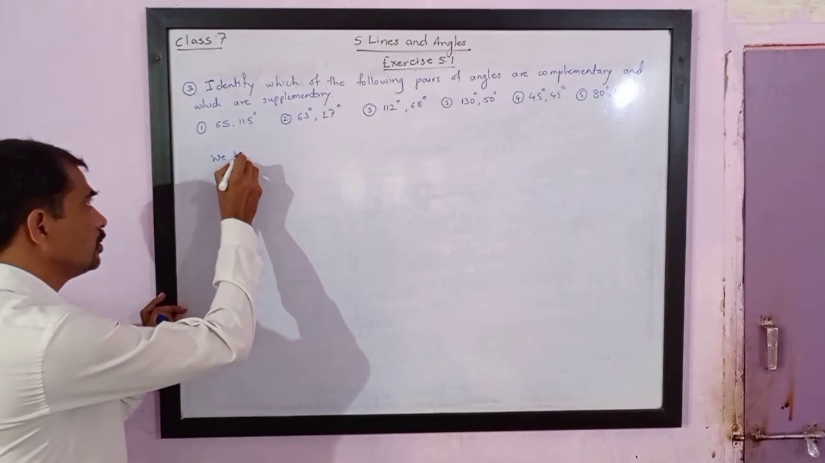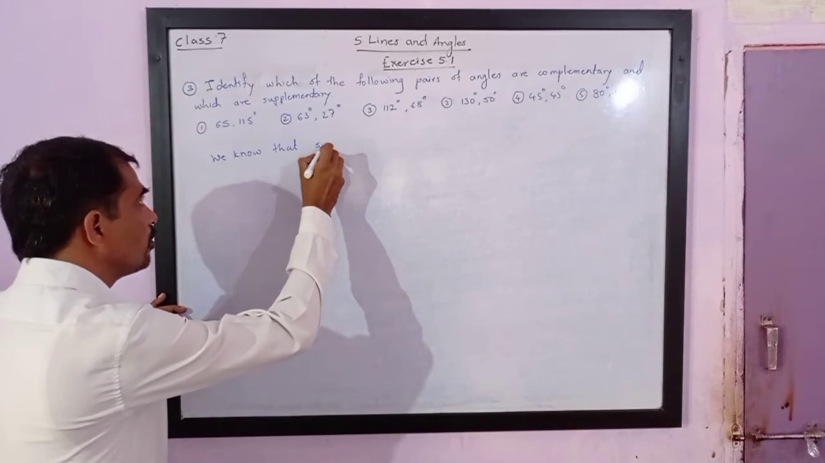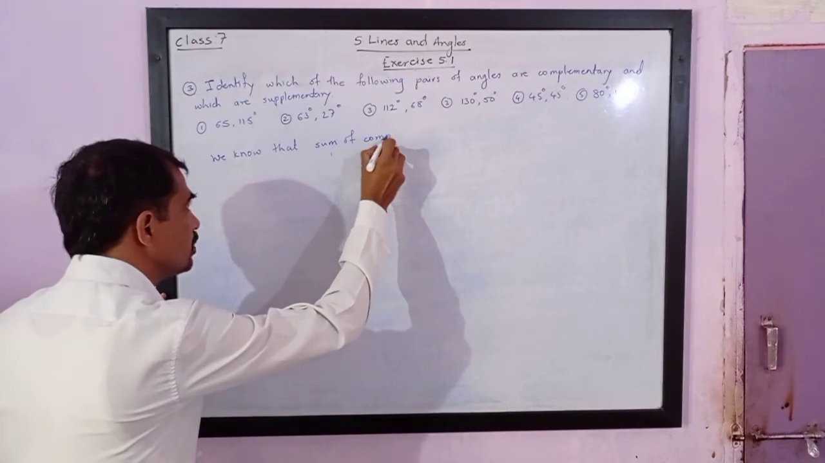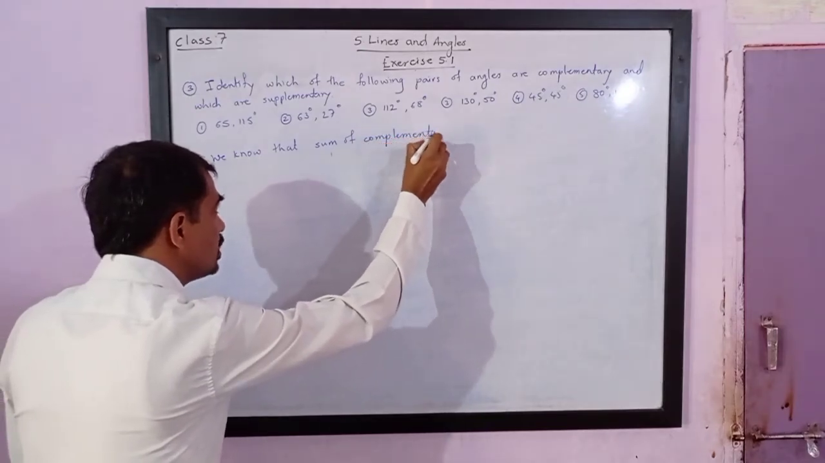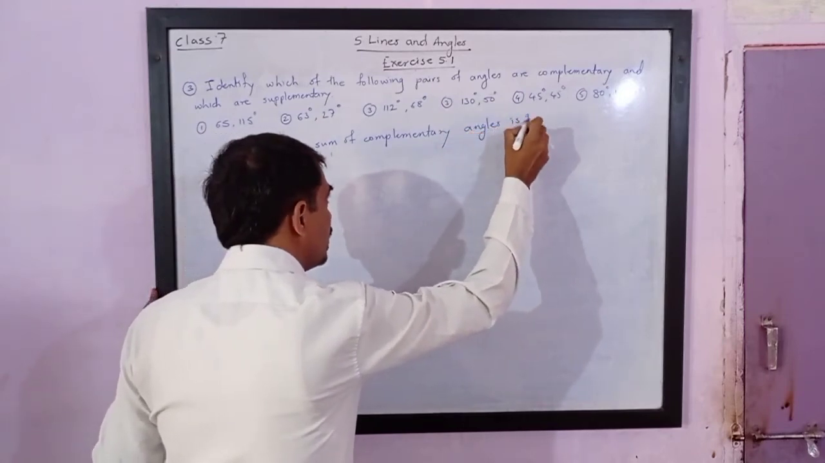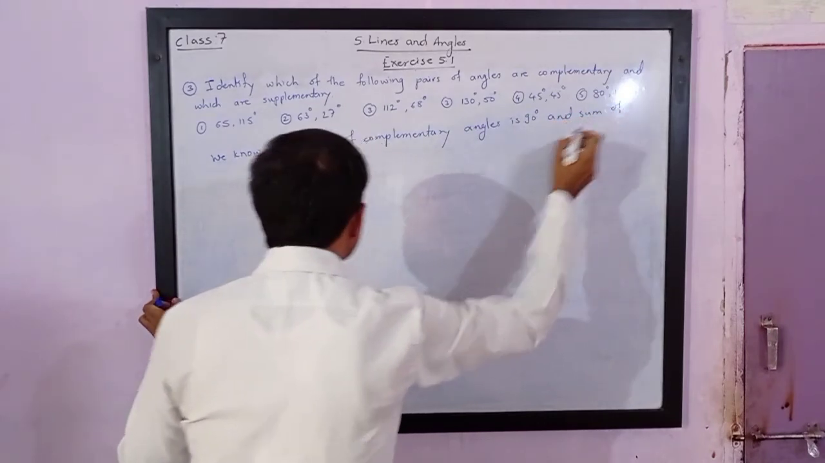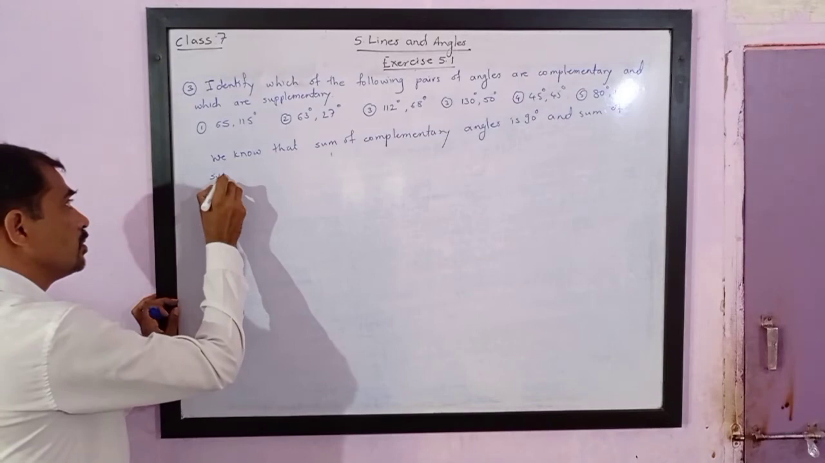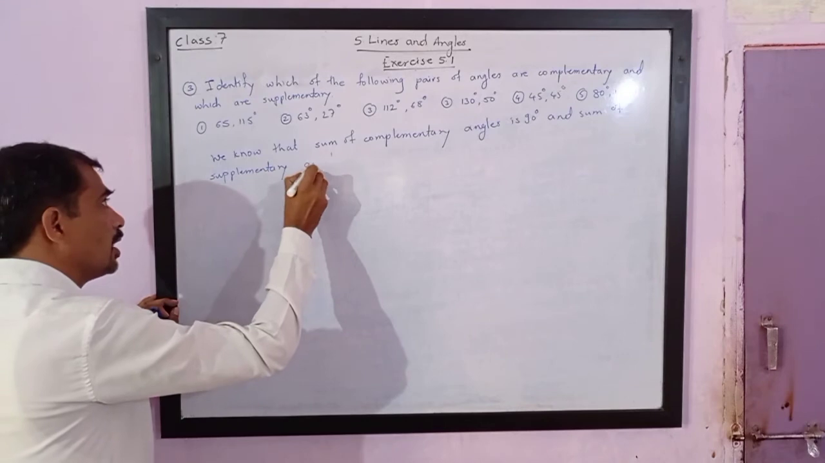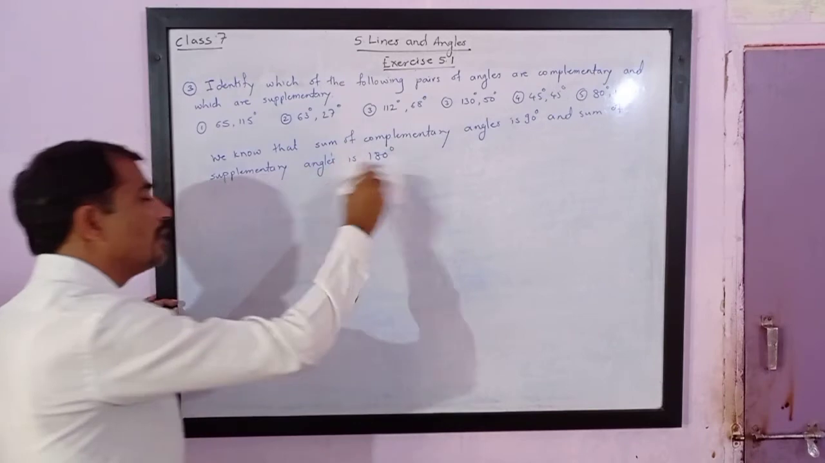We know that the sum of complementary angles is 90 degrees and the sum of supplementary angles is 180 degrees. Now let us check one by one.